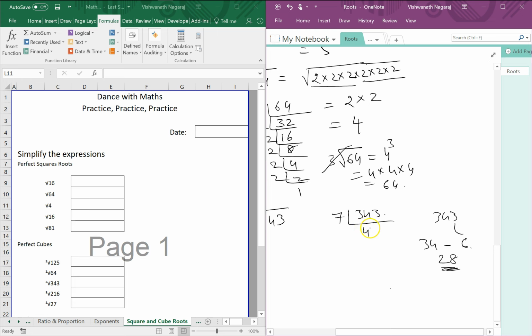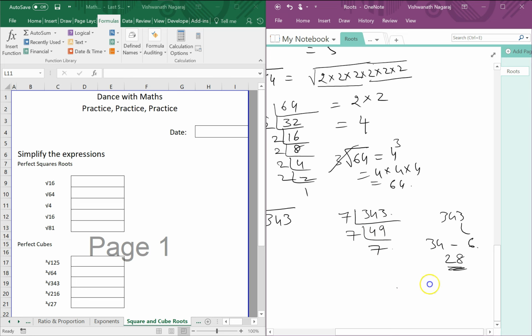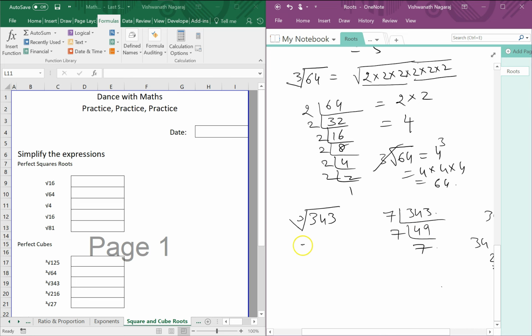So 7 4s are 28, 63. Right? So 7 9s are 63. 7 7s are 49. So which means what? It is 7. Or step by step, if we say cube root of 7 into 7 into 7. One set. So take it out.